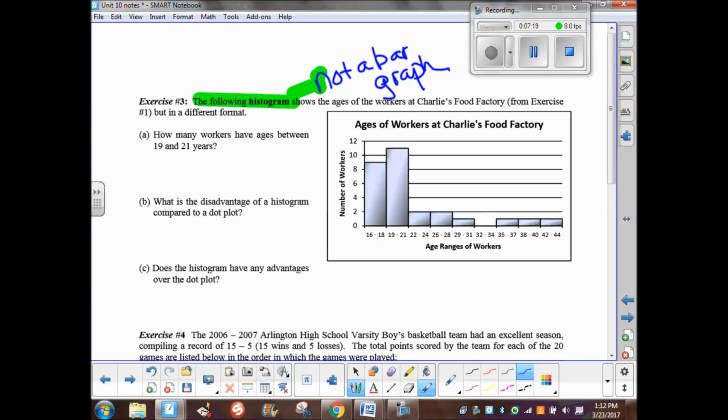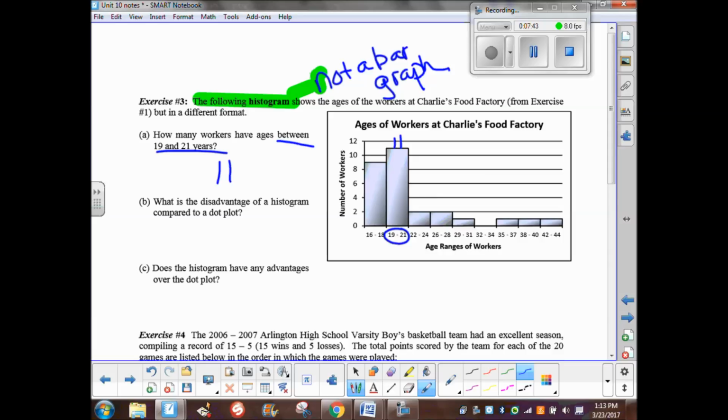So it says, how many different workers had ages between 19 and 21 years? How many? 11. Okay. Right here, 19 and 21. 11. What is the disadvantage of a histogram compared to the dot plot on the front?